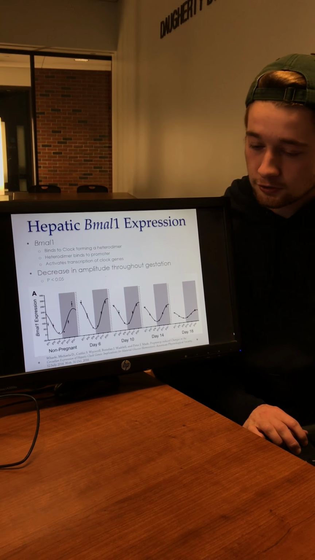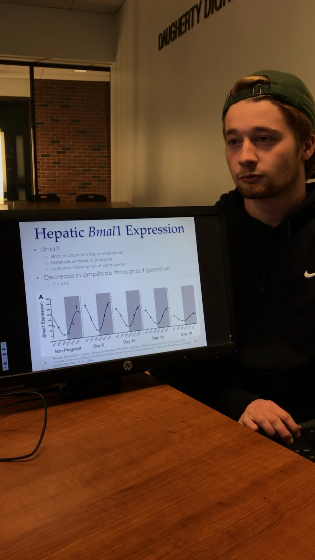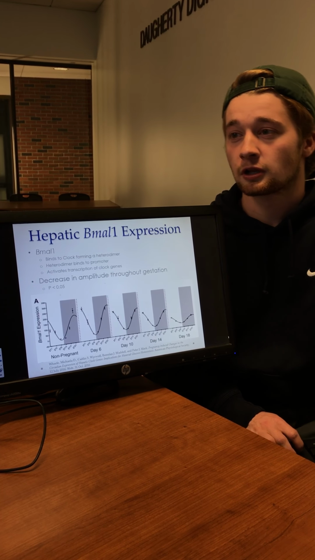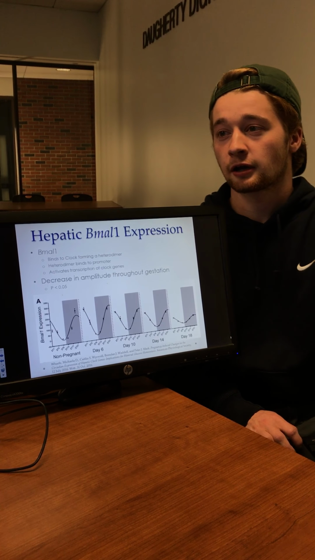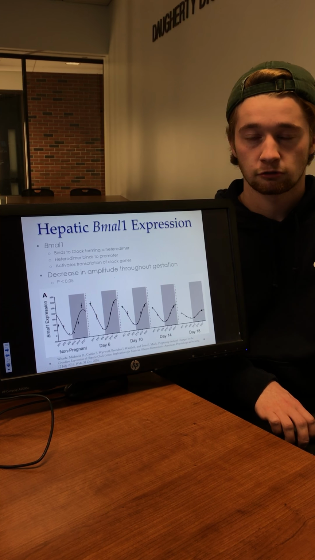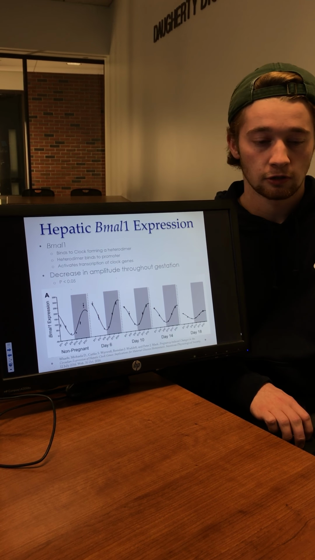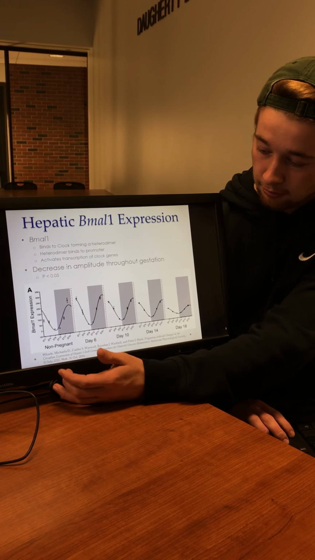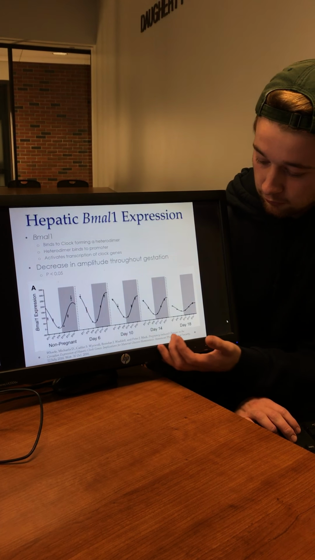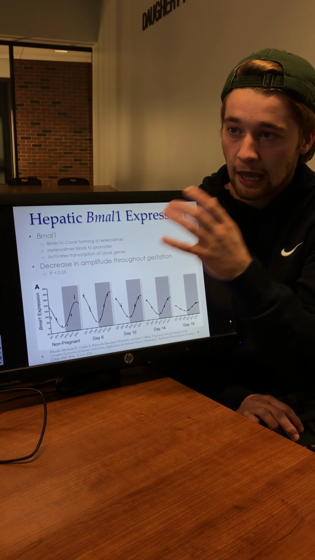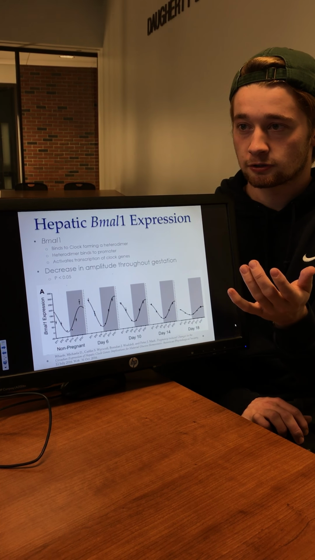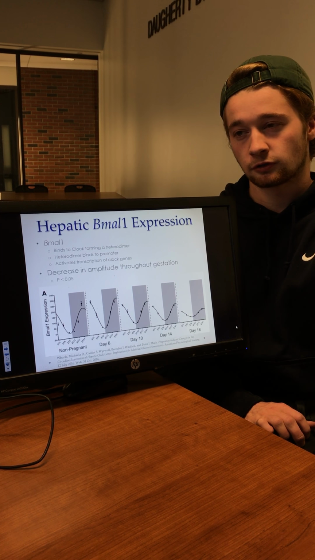So the first protein that we looked at was called BMAL1. And BMAL1 binds to a protein called clock, and this forms a heterodimer. This heterodimer binds to a downstream promoter and activates the transcription of further clock genes involved in circadian rhythm. So we see here in this graph, as we go from non-pregnant to day 6, to day 10, to day 14, to day 18, we see that the amplitude of this curve is being decreased. And this is a p-value of 0.05.